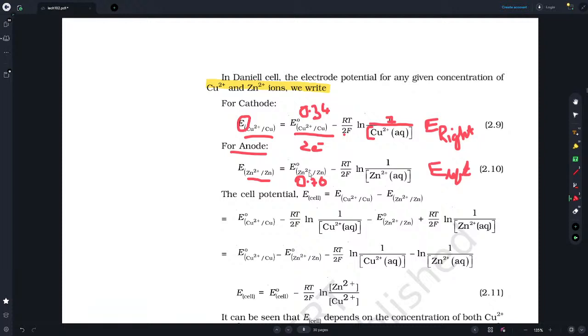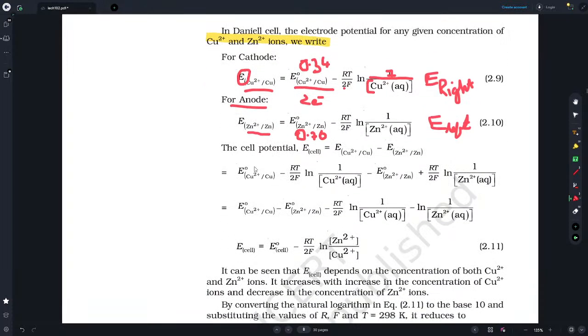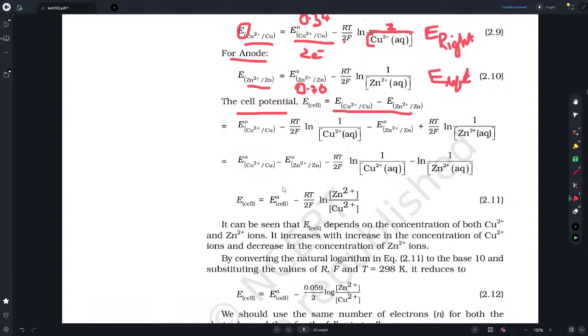and here as well there is a transfer of 2 electrons, so we take 2 here, and the cell potential being E right minus E left, or E cathode minus E anode, we substitute in the equation, and here we get this equation. Here we see the formula ln A minus ln B equals ln A by B. Using this formula we get this equation.